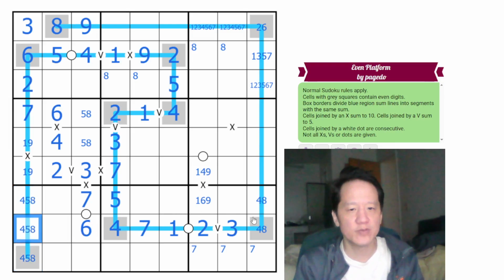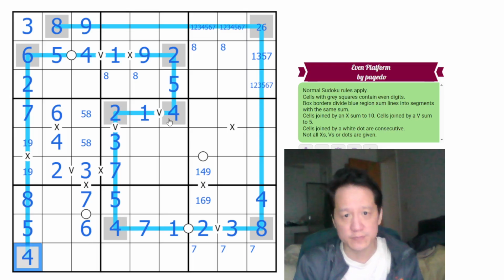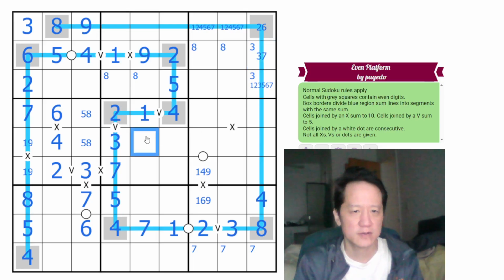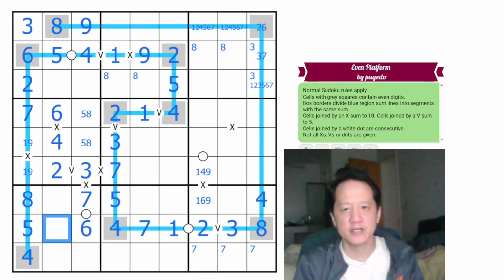And this can't be 4. This can't be 4, so this is 8, which makes that a 4. This can't be 8, so this must be 5. This can't be 4 or 5, so this is 8, which makes that a 4. This can't be 3 anymore, which means 3 has to be one of these two cells. And this can't be 1 or 5, so this is 3 or 7. The remaining digit in row 8 has to be a 9.